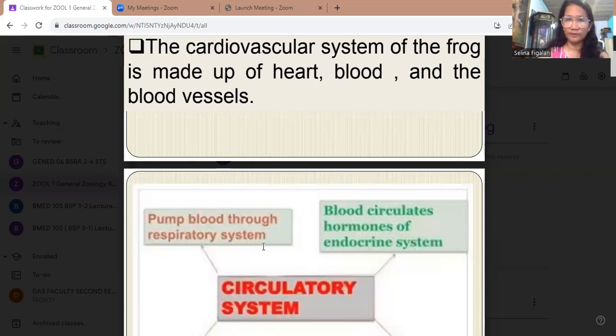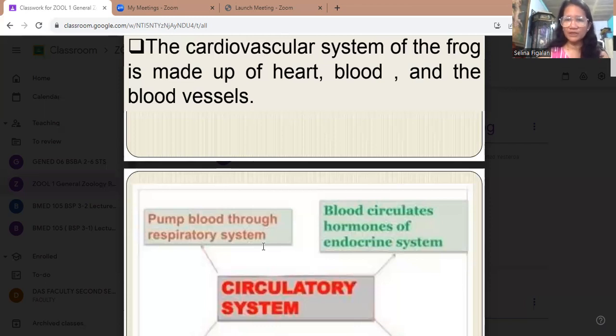Remember the word I said, deoxygenated. When you say deoxygenated, it means lack of oxygen. So what does it do? It picks up the deoxygenated blood, the blood without the presence of oxygen, and it goes into the lungs to pick up oxygen. So that is one of the functions under the cardiovascular system.